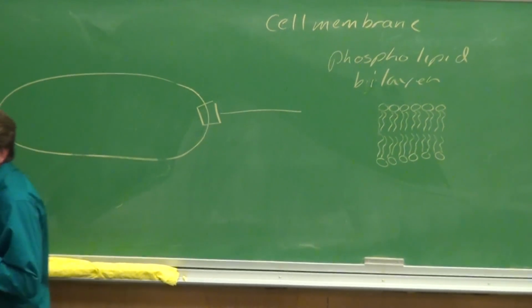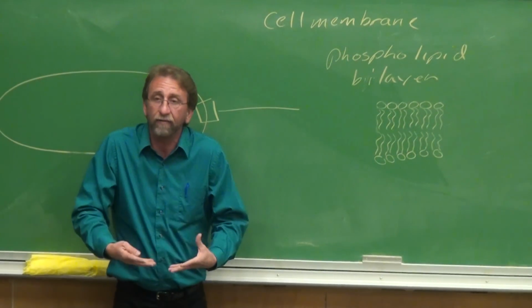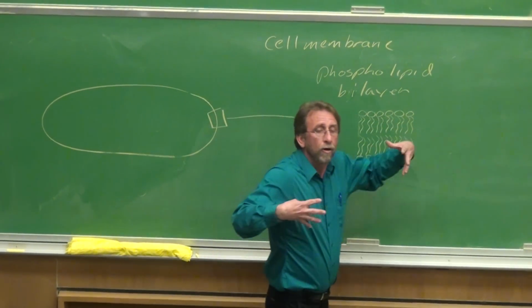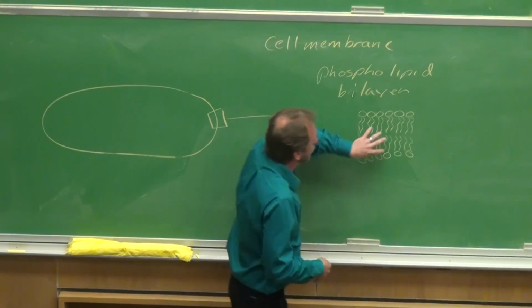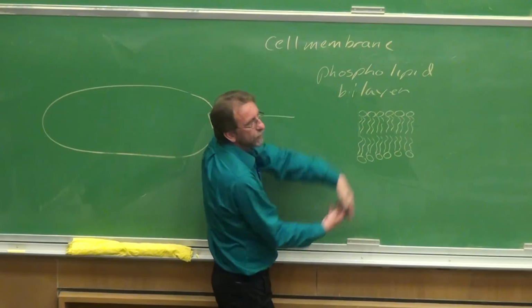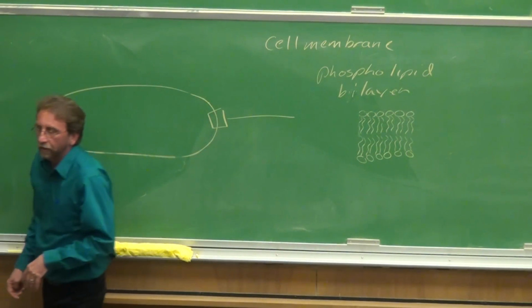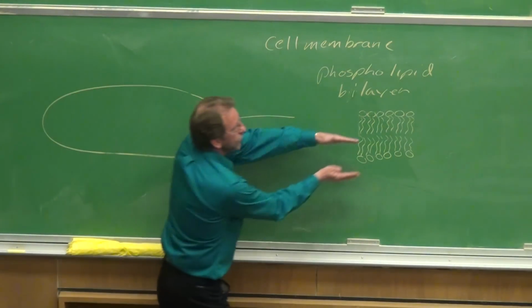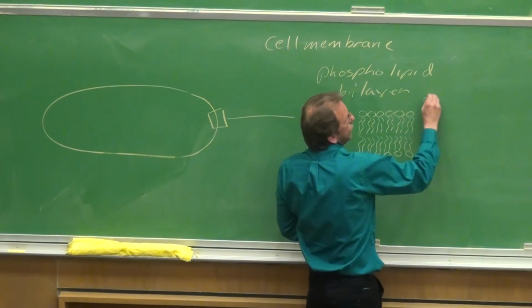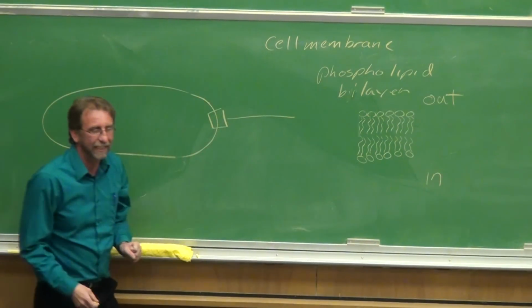The phospholipid itself has a hydrophobic end and a hydrophilic end. One end is water-loving and one end is water-hating. The water-hating ends direct themselves towards each other. These chains here are water-hating, hydrophobic chains, and so they direct themselves inward. The heads of our phospholipid are water-loving, and they direct themselves outward, if you will. So this you can think of as outside the cell, and this here is inside the cell.